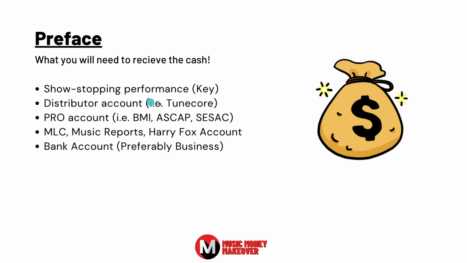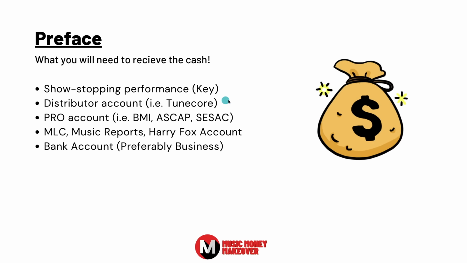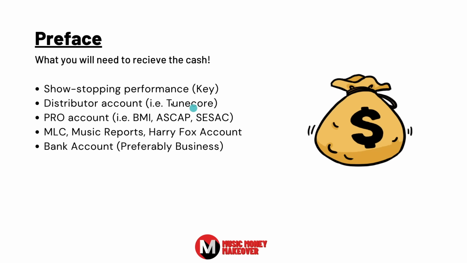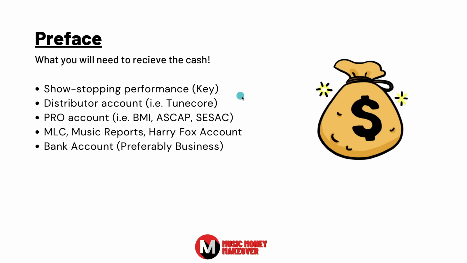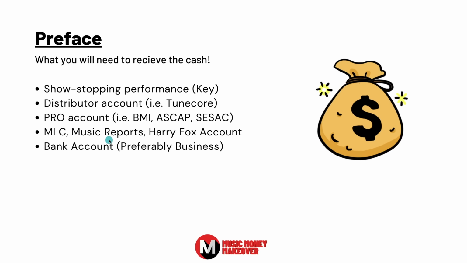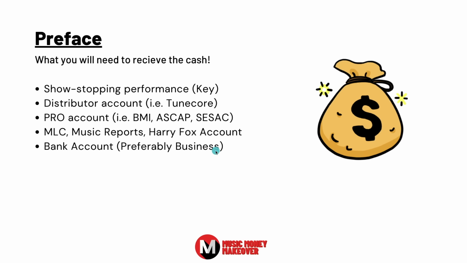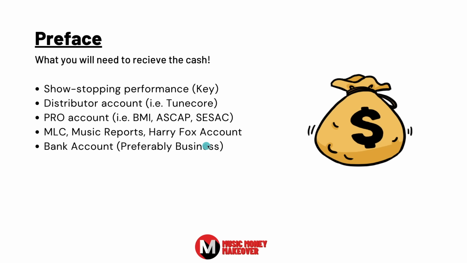You're going to need a show-stopping performance for this because that's going to come in later. You're going to need a distributor account. You're going to need a PRO account. That's BMI, ASCAP, or SESAC. And the distributor account is places like TuneCore, DistroKid, Symphonic, CD Baby, United Masters, all of that. The MLC, Music Reports, and Harry Fox, you're going to need to collect your mechanical royalties here. And then you're going to need a bank account, preferably business, once you start the ball rolling. You're going to want to keep this stuff in a business account.